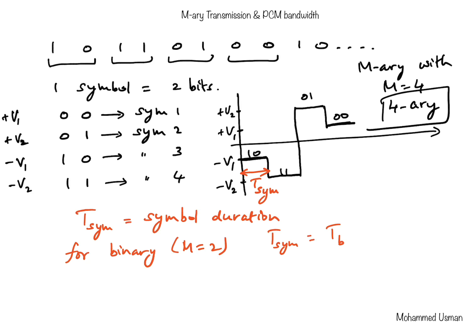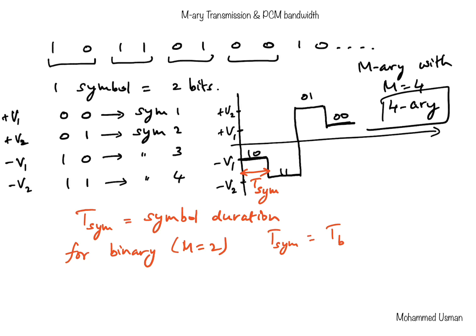Similarly, when M is equal to 8, if we have 8 possible combinations, that means we will be combining 3 bits at a time, in which case the number of bits per symbol will become 3. So the symbol duration will be 3 times the bit duration and vice versa. Our bit duration would be 1/3 of the symbol duration, right? So we can work that out. So effectively what we are saying is we are trying to keep the width of the symbol or the pulse to be the same and still try to increase the bit rate.